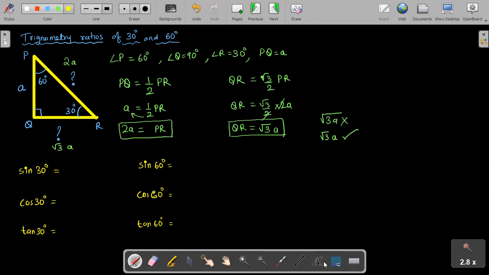Ma'am, what we have to do? Use opposite upon hypotenuse and give me the values of sin 30. For example, sin 30 degree is opposite upon hypotenuse. So 30 degree is this opposite, which means the value is a, and the hypotenuse is 2a. This a cancels, you will get the answer 1/2. Similarly, do it for cos 30 and for 60 degree also.